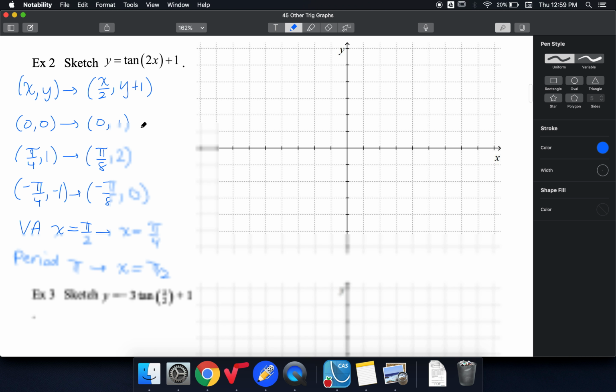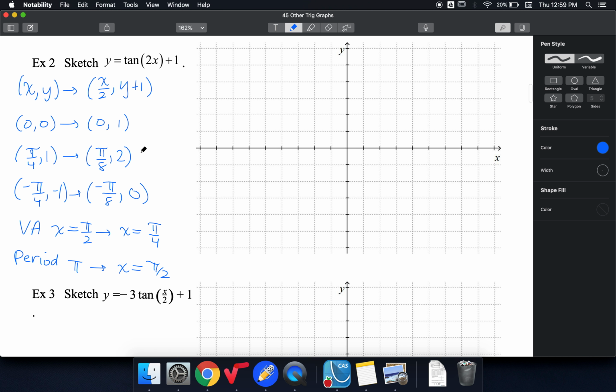And now I'm going to start by putting in my asymptotes. So I've got my vertical asymptote at pi over 4. So I'm going to say x equals pi over 4. I'll have the same one at negative pi over 4. And then my period, well, that's just going to keep repeating. So I've made this a total of 4. 1, 2, 3, 4. 1, 2, 3, 4.